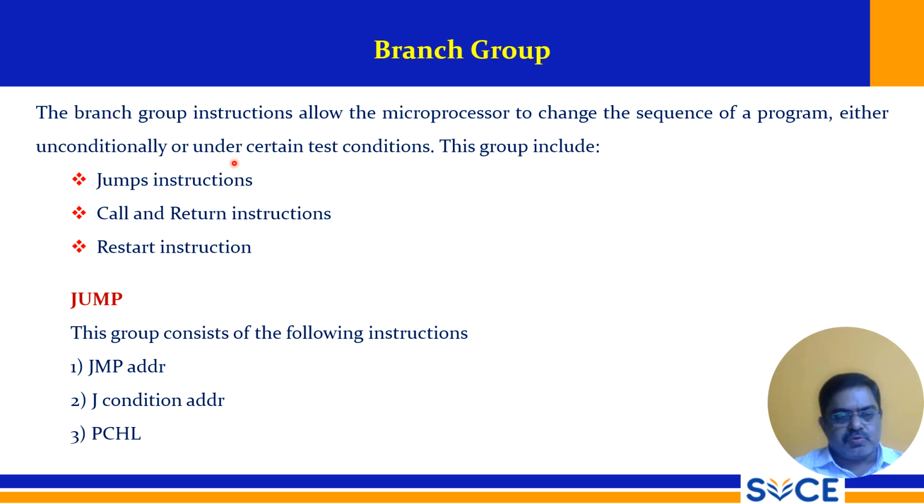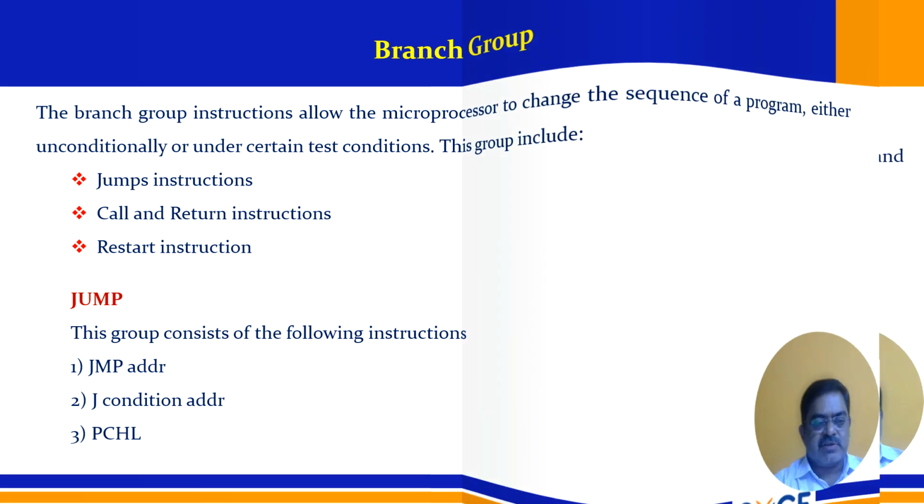These are the group instructions that allow the microprocessor to change the sequence of a program either unconditionally or under certain test conditions. This group includes jump, call and return, and restart. So here for jump, there are 3 instructions: JMP address, J condition address, and PCHL.